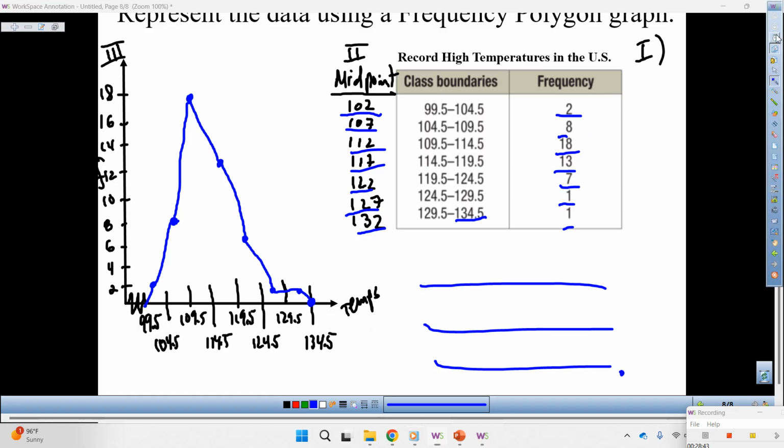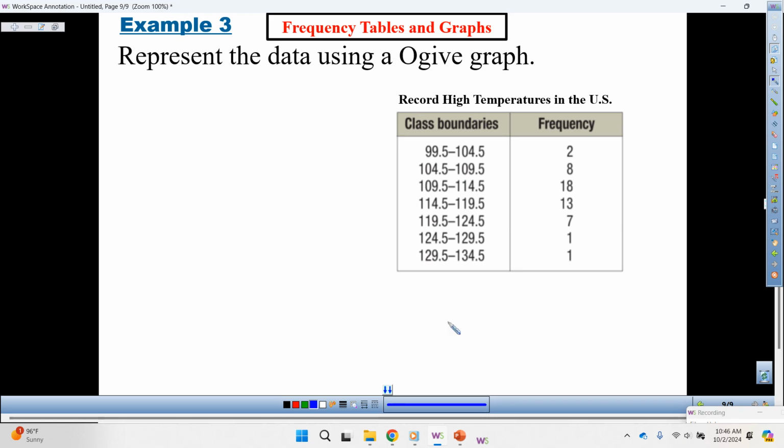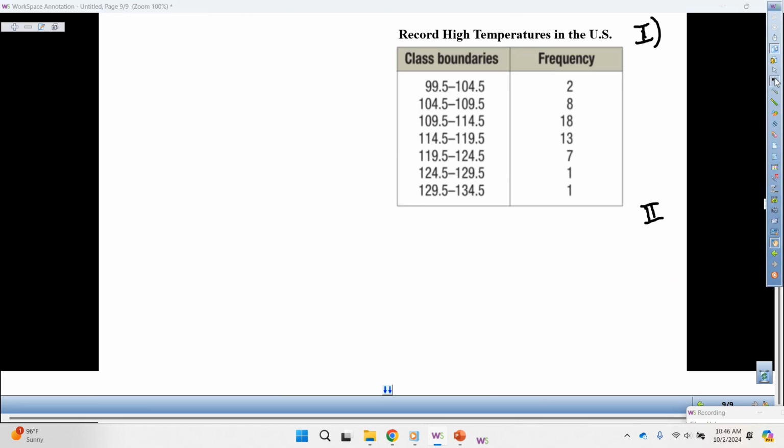All right, let's go to our last one. Number 3, ogive, also known as cumulative. Copy that table again. Write example 3, write ogive graph. Step 1. If I was to give you raw data, step 1 is to make it into a table. Do we have a table already? Yes. Label that step 1. Step 2 is a little bit different for this one. So below here, do step 2. Step 2 is to create another table.